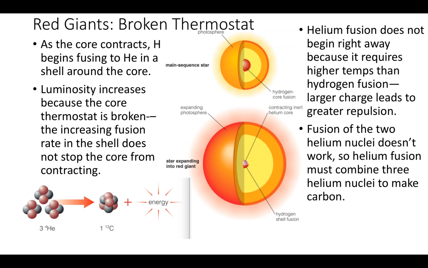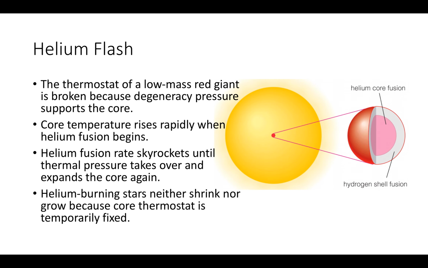As the core contracts, hydrogen will fuse to helium in a shell around the core. So we have this hydrogen shell fusion going on here, but then luminosity will increase when the core thermostat's broken because our fusion rate will increase. The shell does not stop the core from contracting, so the outer part starts to expand. Helium fusion does not begin right away because you need a lot of high temperature for that to occur, but once it does occur, that's going to expand even more, and it will take place in a different part, or a different shell, if you will. We call this a helium flash.